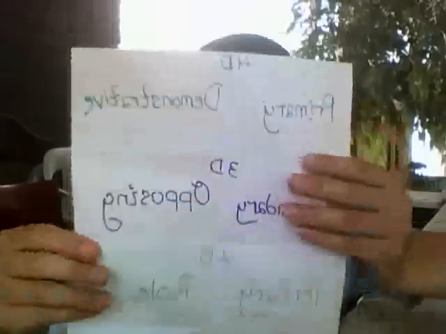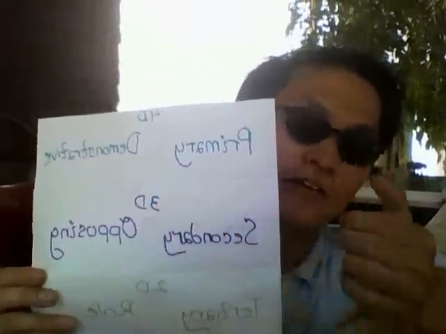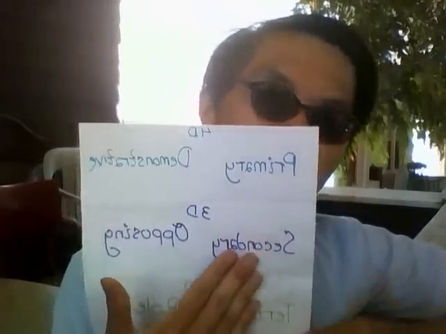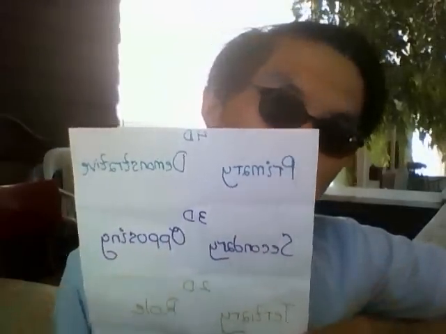So I'm going to go on to the secondary and opposing functions. These are called 3D functions, meaning that they're strong functions. The secondary function you're already familiar with. And then there's the opposing function. They're similar in a way that they're both functions that you could turn on and off.